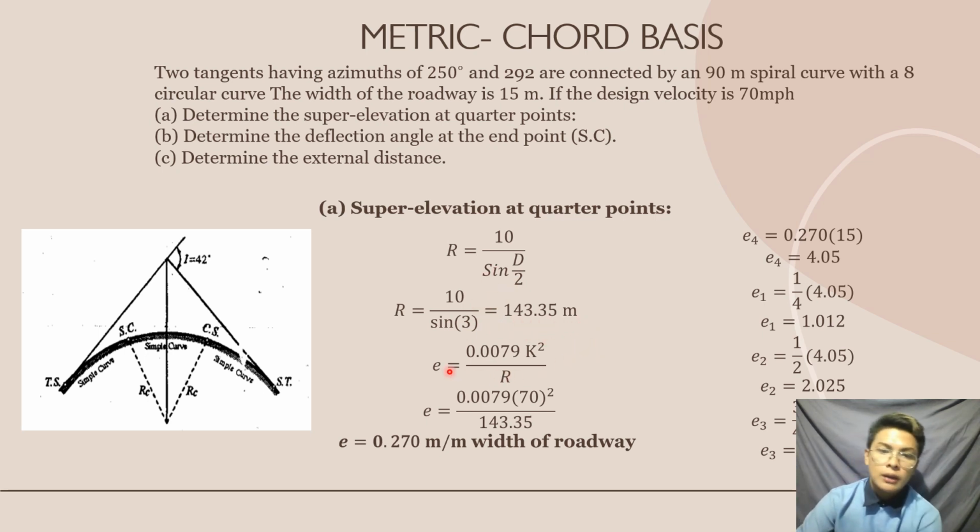Next we will get our e by using the formula 0.0079 k squared divided by r. Substituting the given values, we get e is equal to 0.2 meters width of roadway. By getting the super elevation at quarter points, meaning 4, E4 is equal to 4.05, E1 is equal to 1.012, E2 is equal to 2.025, and E3 is equal to 3.037.